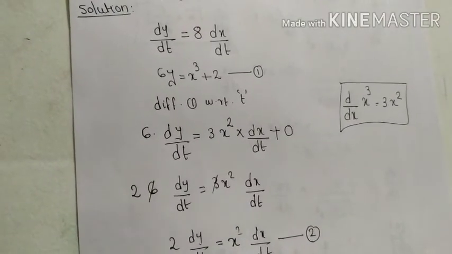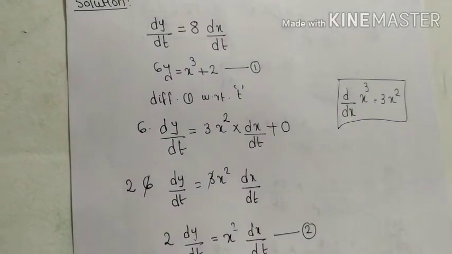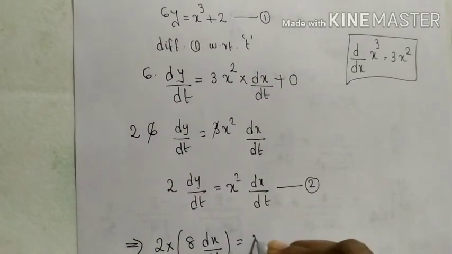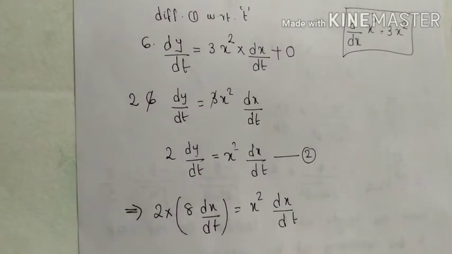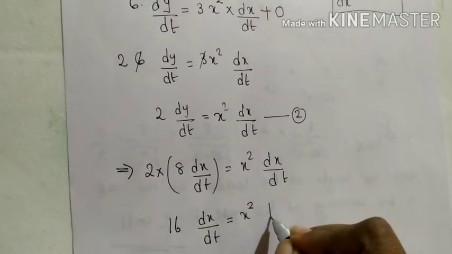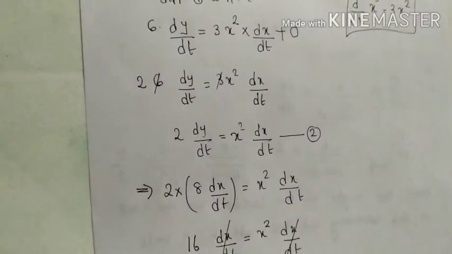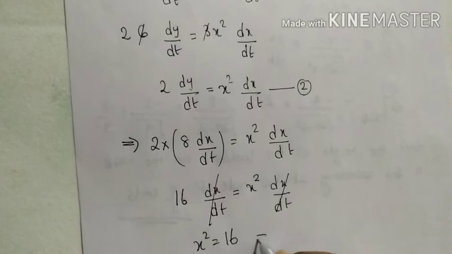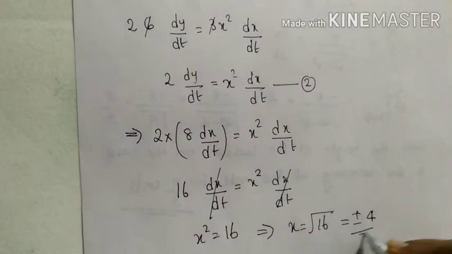So substituting the value of dy by dt in equation number 2, we get 2 into 8 into dx by dt equal to x square into dx by dt. 2 into 8 means 16 dx by dt equal to x square into dx by dt. Cancelling this dx by dt, we get x square equal to 16. From this, x is equal to root of 16 and we get plus or minus 4.